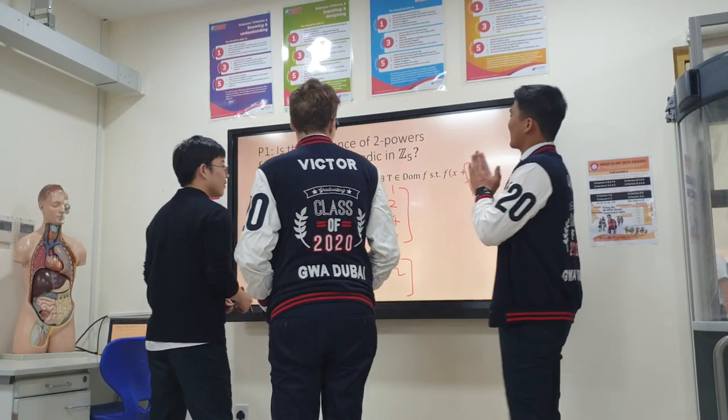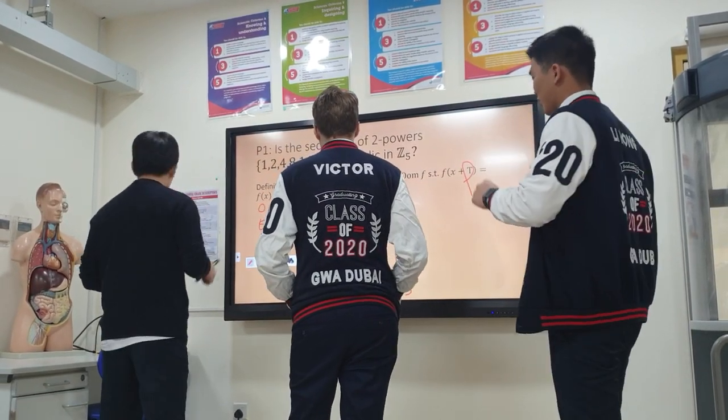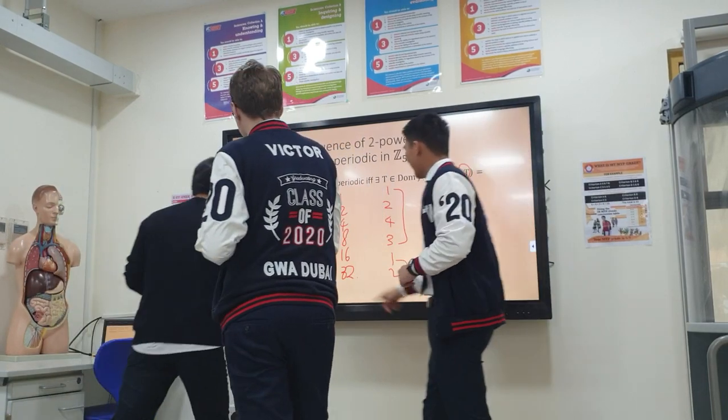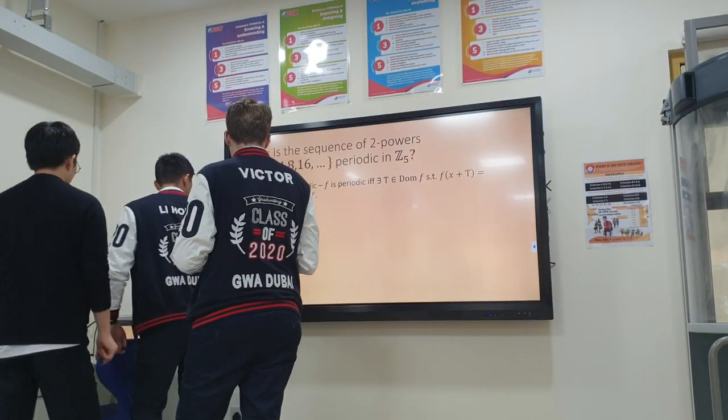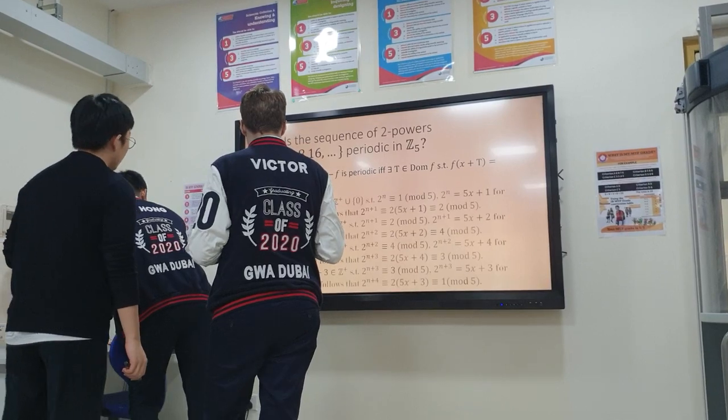Right, so it is periodic. The sequence of powers of 2 is periodic, even modulo 5. The formal proof looks something like this. We'll just listen to this dude.